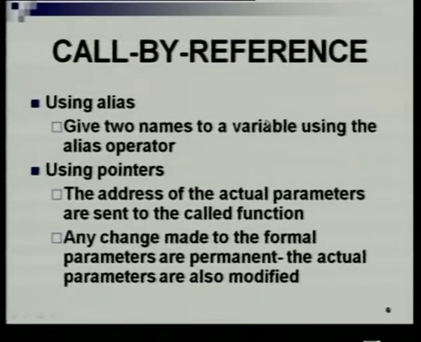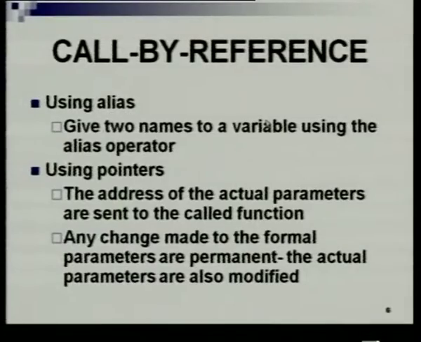Now, call by reference is an entirely different issue. There are two ways we can execute call by reference. One is using the alias. Alias, as we all know, is another name for a variable. By creating another name for the existing variable, we can perform call by reference. So, this gives two names to a variable using the alias operator. Another one is using pointers.